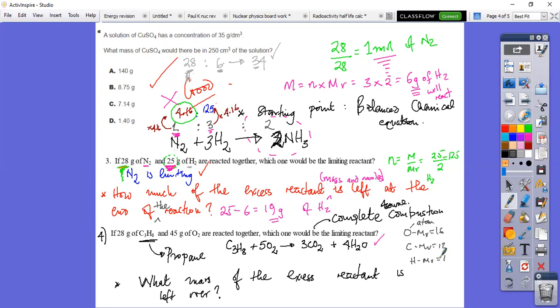Yeah. So I've got the moles. So. Oh, good, good, good, good, good, good. So then. Oh yeah. So.